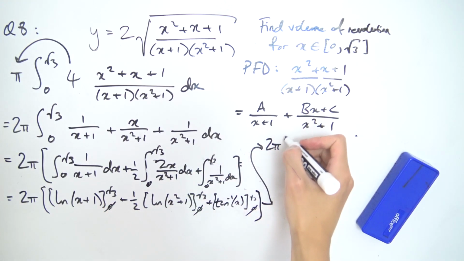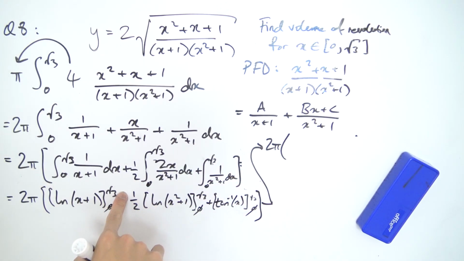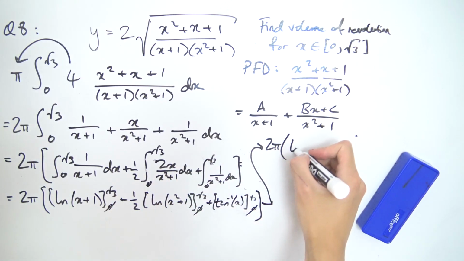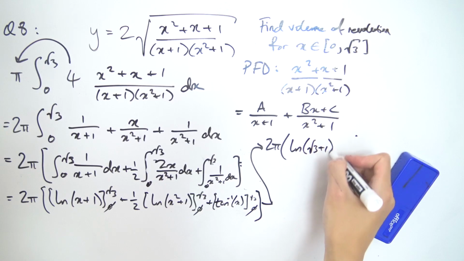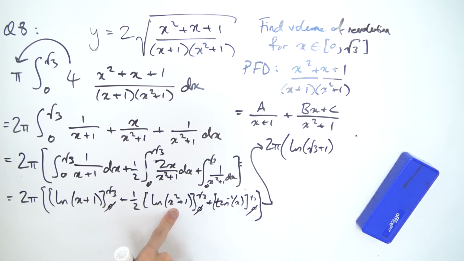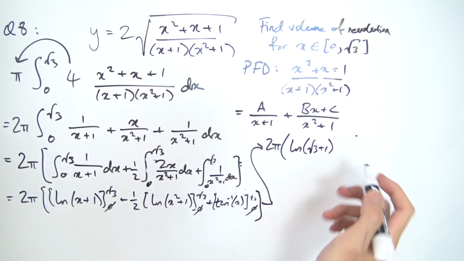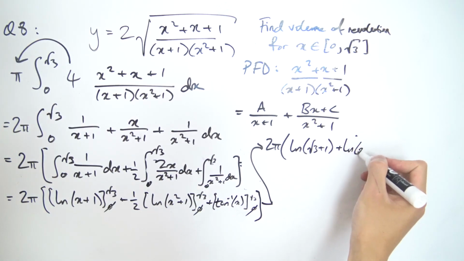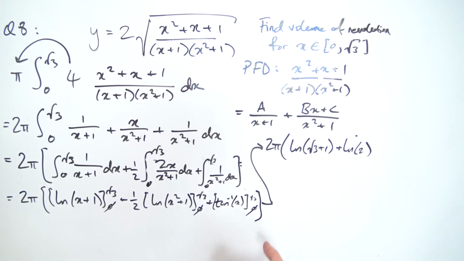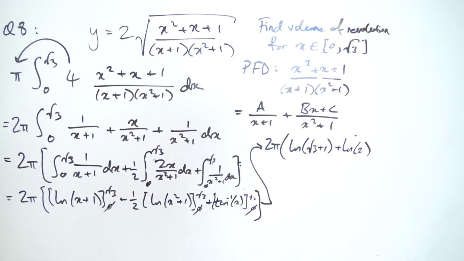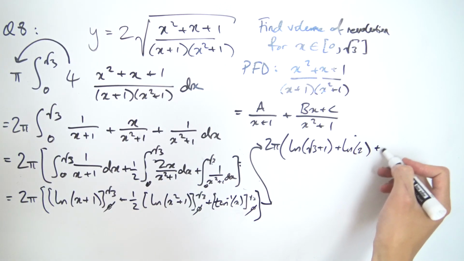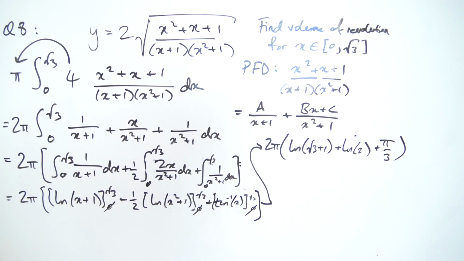Now, subbing in root 3 into here, we get natural log of root 3 plus 1. So natural log root 3 plus 1. Subbing in root 3 into here, we get root 3 squared plus 1, which is natural log of 4. But we also have a 1/2 factor out the front, which we can bring into the exponent to turn it into natural log of 2. So this is plus natural log of 2. And then plus arctangent of root 3, which is pi over 3. So plus pi over 3, like so.